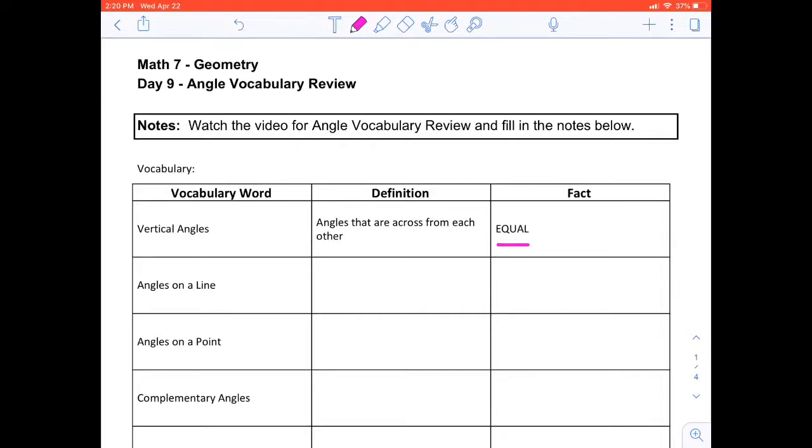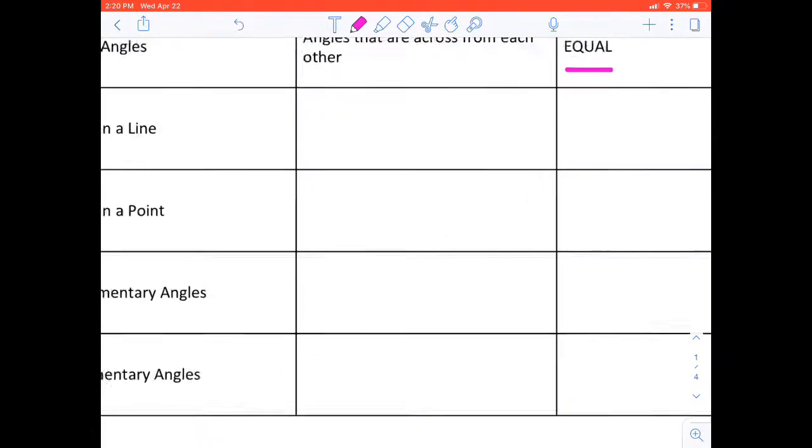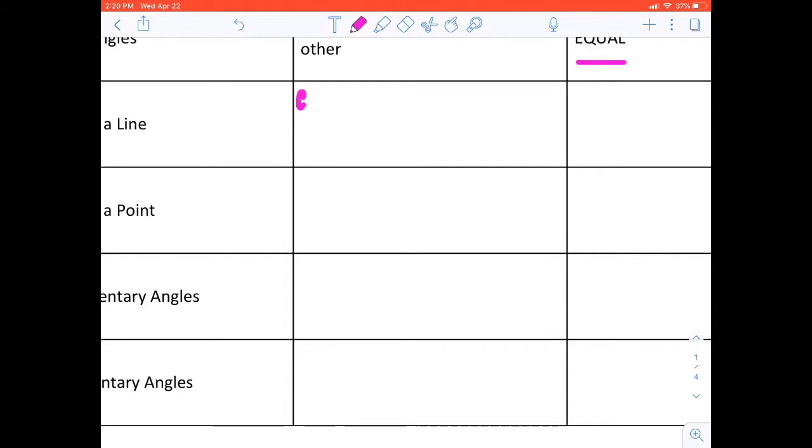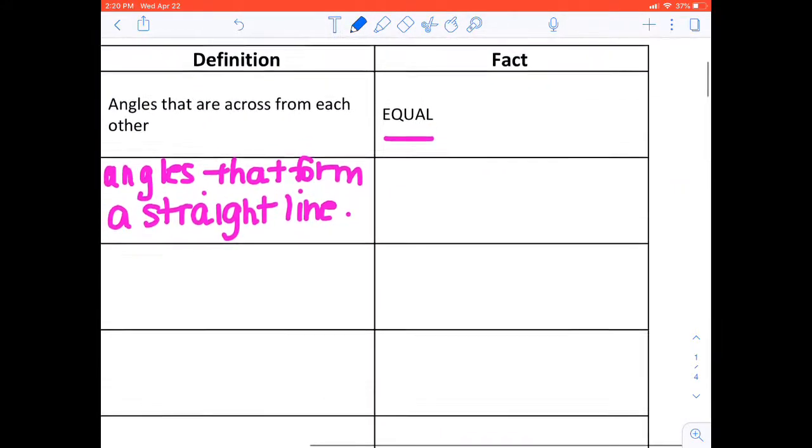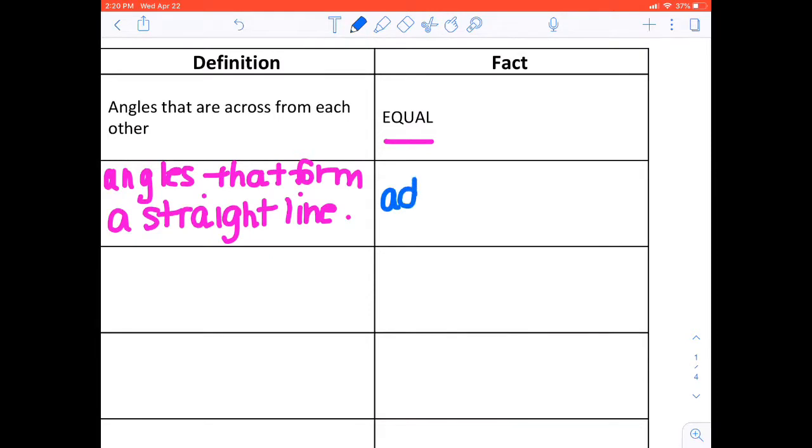The next word we have is angles on a line. So we're going to take a definition down. Angles on a line are going to be angles that form a straight line. Now, angles that form a straight line are 180 degrees, so this means they add up to 180 degrees.